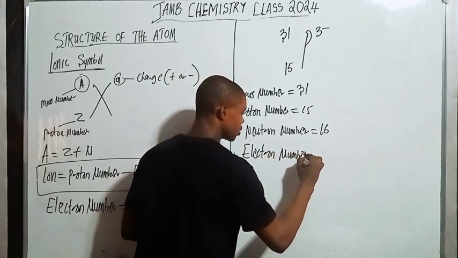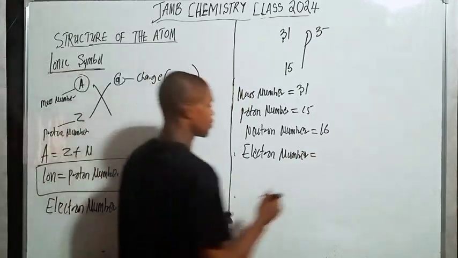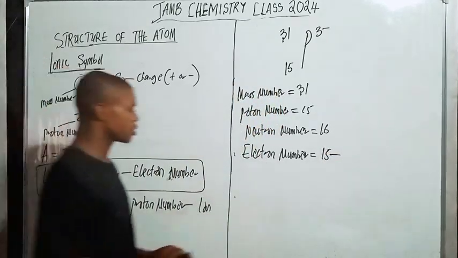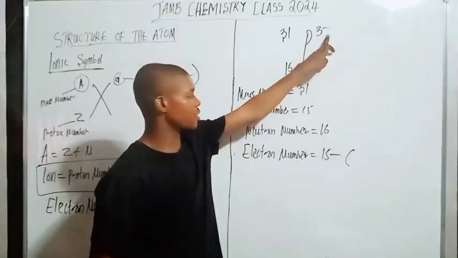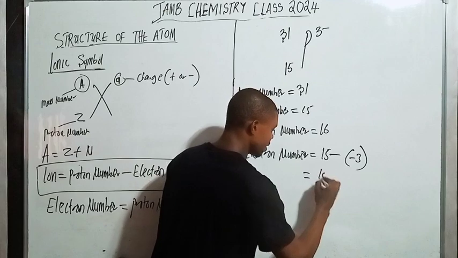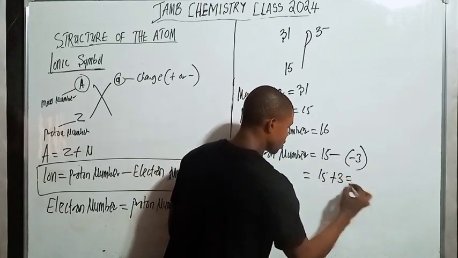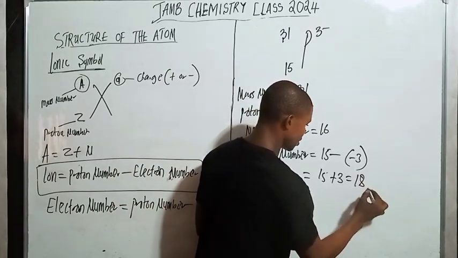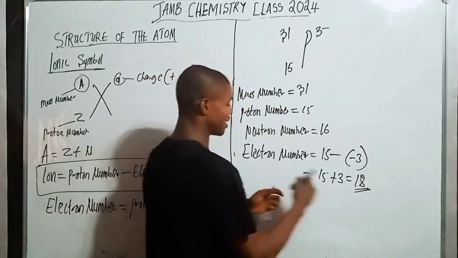So what about my electron number? I gave a formula here. Proton number is 15, minus ion. Ion is -3 here. There's a minus here, so it's going to be -3. So we're going to have 15, minus times minus is plus 3. 15 plus 3 is 18. So my electron number is 18.